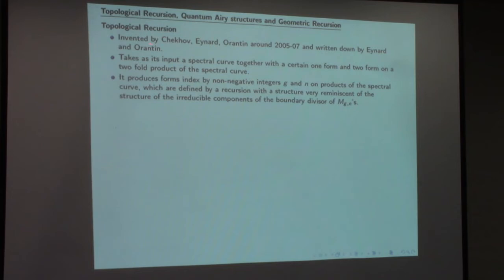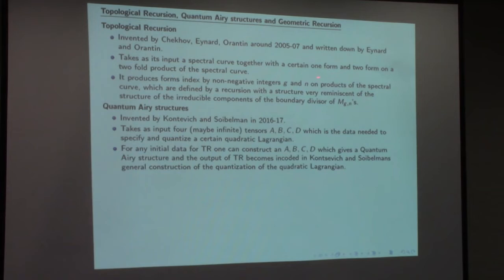It takes as input a spectral curve, as we have seen from Bertrand's lecture yesterday, and then a one form on the spectral curve, and a two form on a twofold product of the spectral curve. And Bertrand showed for us explicitly how this, for all non-negative integers g and n, produces, if you take the n-fold product of the spectral curve with itself, then the recursion gives you, in a way that's very reminiscent of the irreducible components of the boundary of the divisor, these forms on n-fold products of the spectral curve, the omega g,n that Bertrand defined for us in his talk.